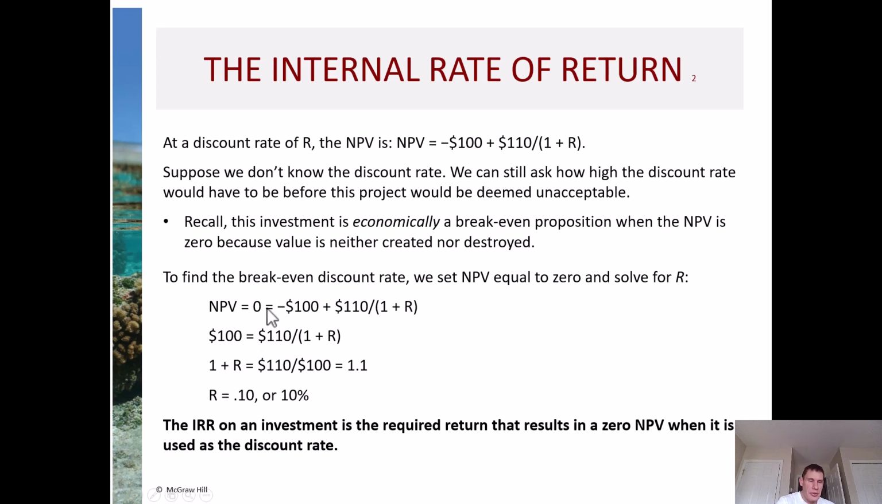So to find the break-even discount rate, we set NPV equal to 0 and we solve for R. You can see down here, we've got the NPV equals 0, minus the 100 that we're spending, plus the 110 we're getting back over 1 plus R. And then if you solve for R, you're going to get 0.10. So the IRR on an investment is the required return that results in a 0 NPV when it is used as the discount rate.